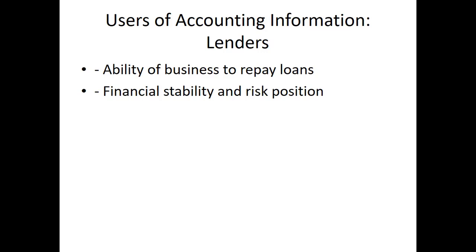Number two is the financial stability and risk positions. Whenever the banks want to lend you money, they do the risk analysis. Because even if you bring your things as security, the banks also don't want to risk their money. They might lend you money and then you go away with it, and you don't bring back the money they have lent to you. So they need to know the financial stability and the risk position.